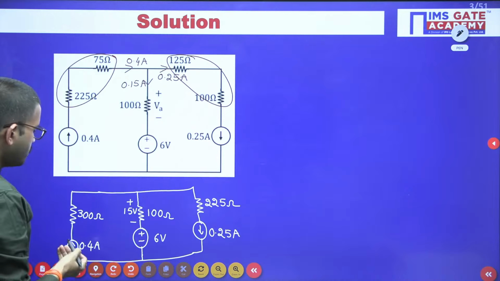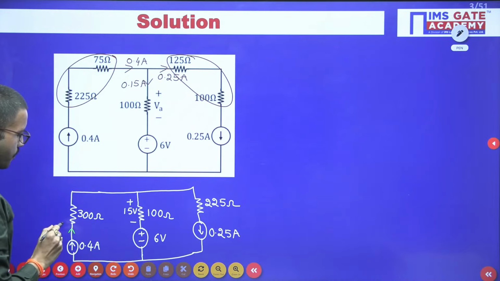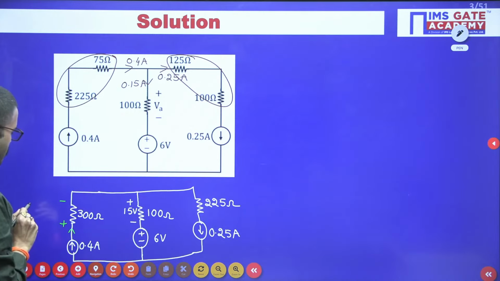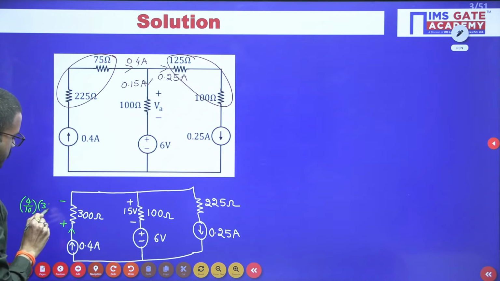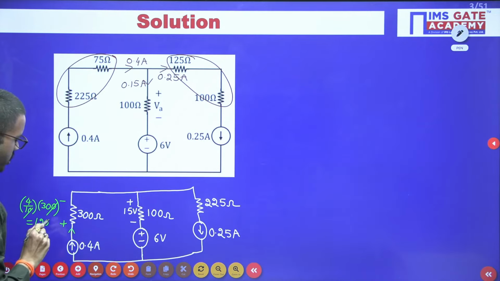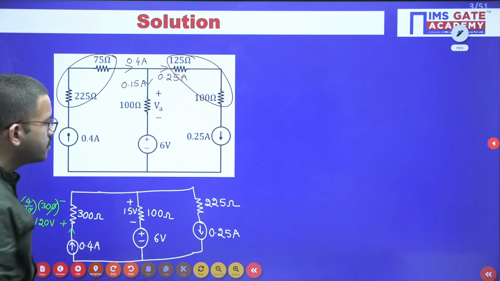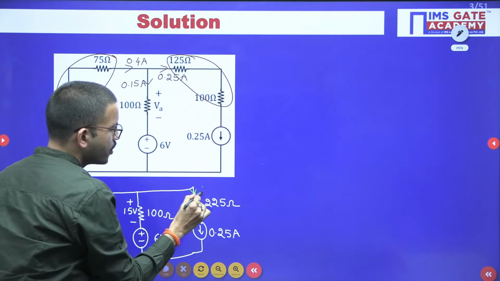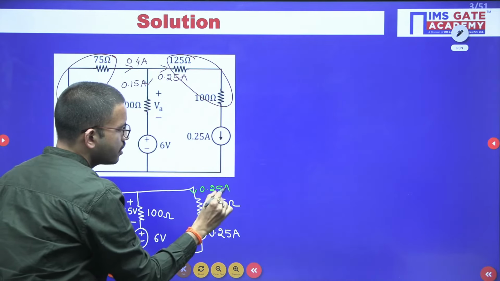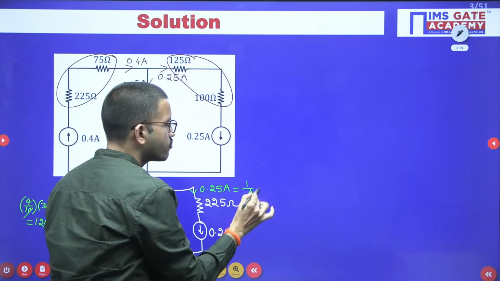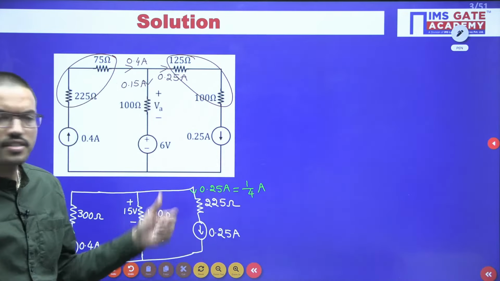Now if you observe, 0.4 ampere is flowing like this. By using Ohm's law, we can calculate the voltage across this particular resistor. So here 0.4, I am writing it as 4 by 10 into 300. So 10 will get cancelled. 4 into 30, that is nothing but 120 volts. Similarly here, 0.25 ampere current is flowing like this. For the time being, 0.25 ampere you can represent as 1 by 4 ampere just to do the calculation simpler.